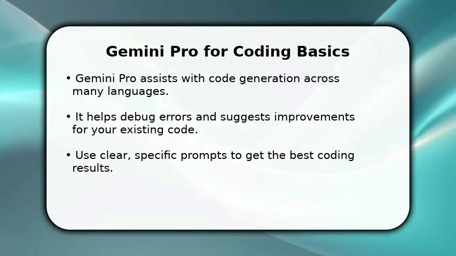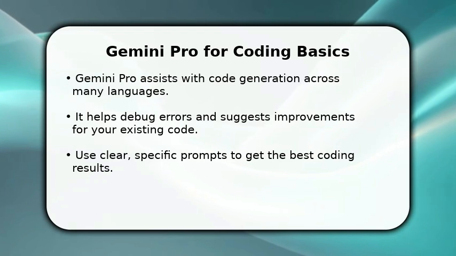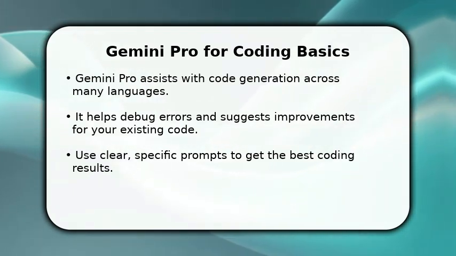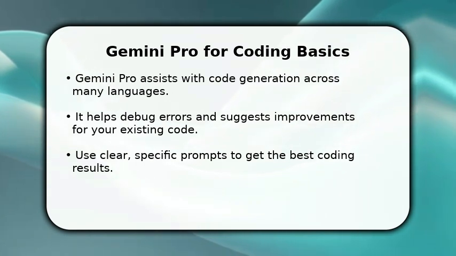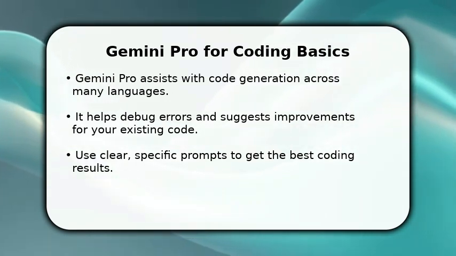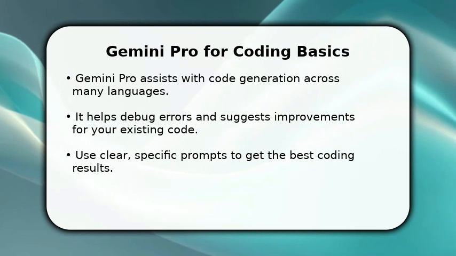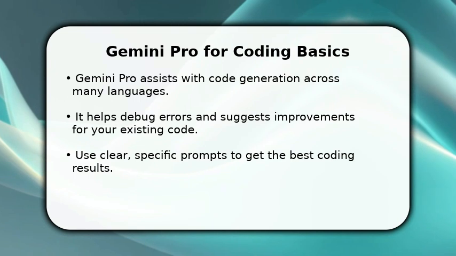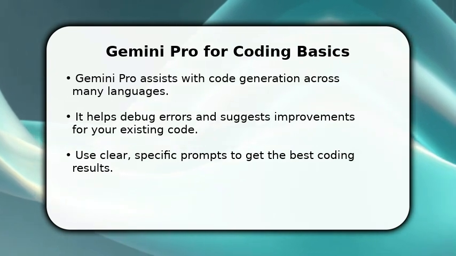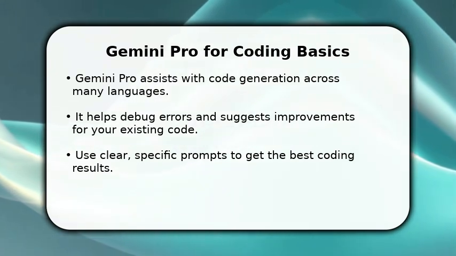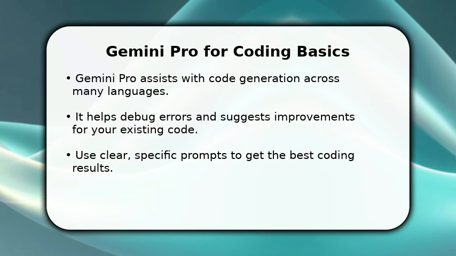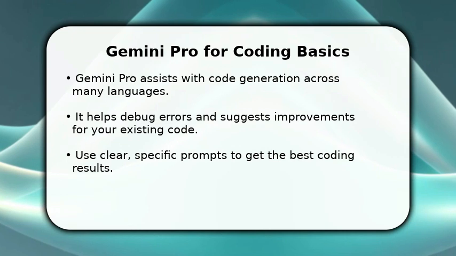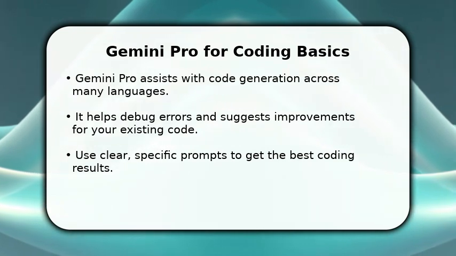In this video, I will explain how to use Gemini Pro for coding. First, understand that Gemini Pro is a powerful tool for generating and refining code. You can ask it to write functions, classes, or even entire scripts in various programming languages. Remember to provide detailed instructions, including the desired language and specific requirements, to ensure the output meets your needs effectively. This approach maximizes its utility for your development tasks.